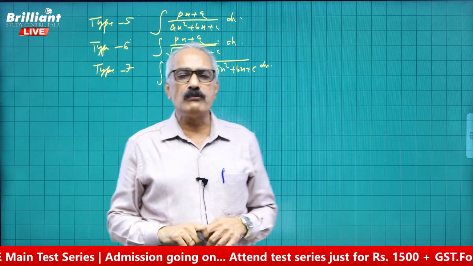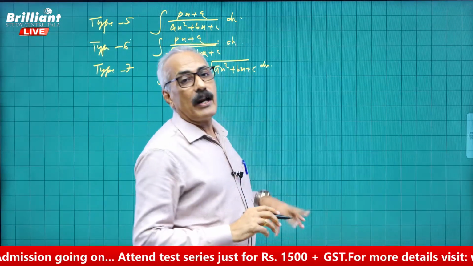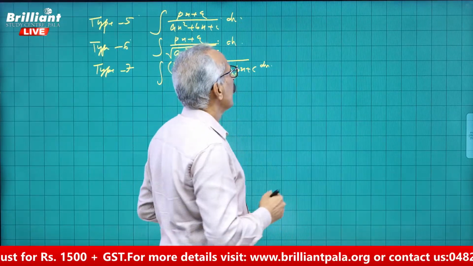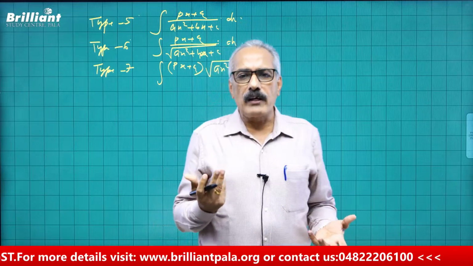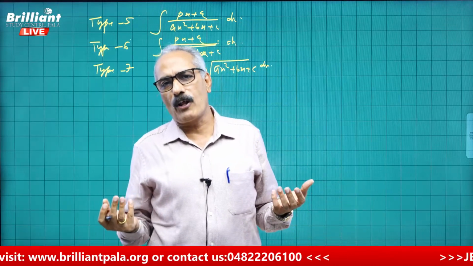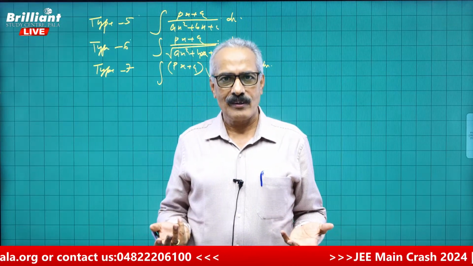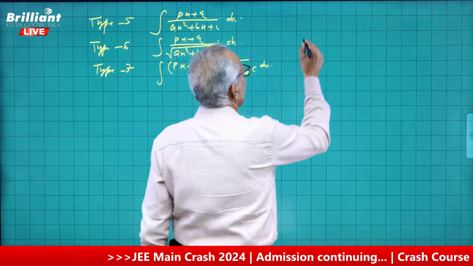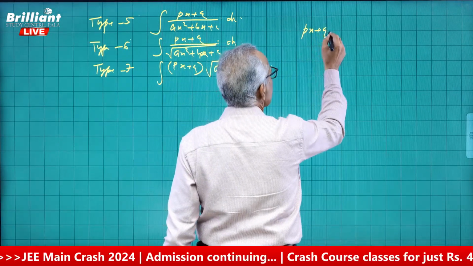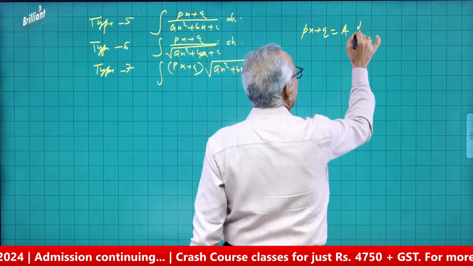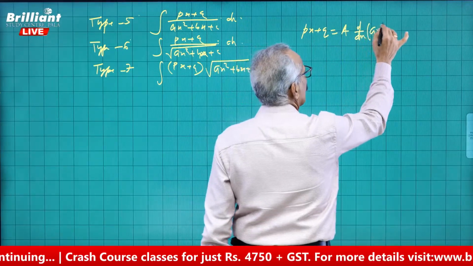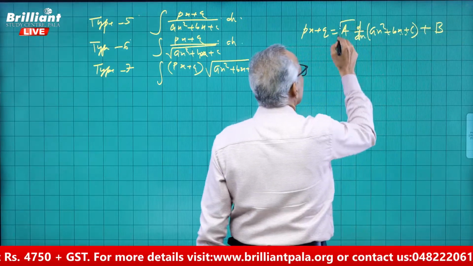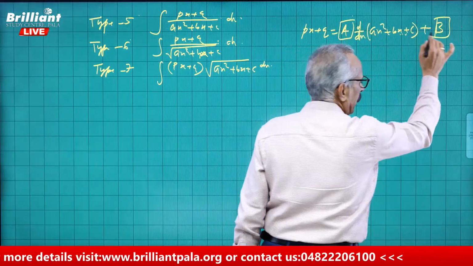Well, what's the method? It's a combination of first degree divided by second degree. So, what's the derivative of a second degree polynomial? It's first degree. Therefore, you can write your px plus q as a constant a into d by dx of ax square plus bx plus c, plus another constant b. A and b should be obtained by equating.